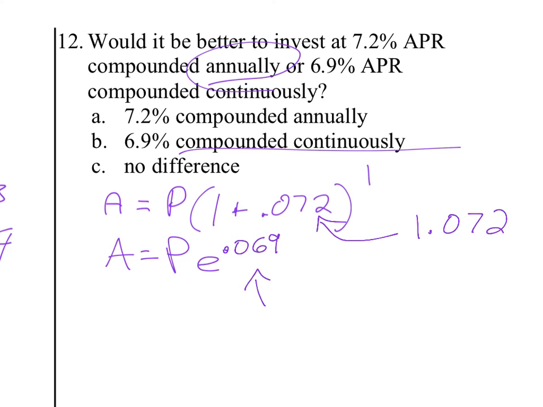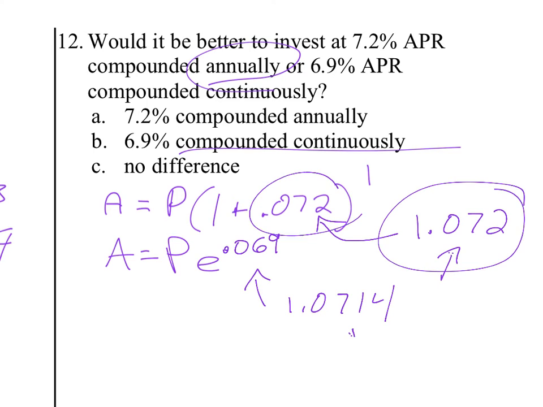So I'm going to put that into my calculator. So I have e to the 0.069, and I get 1.0714. Well, no, this is actually smaller. So really, the 7.2 gives me a better interest rate. So that means A.